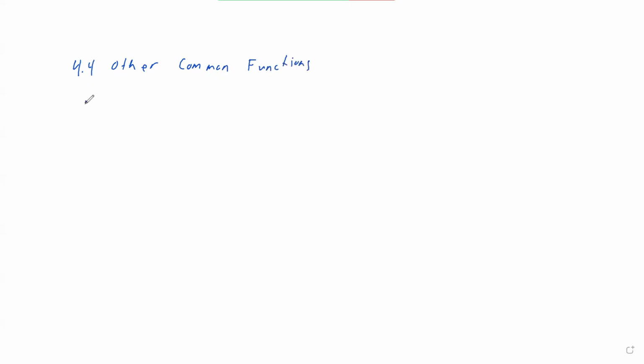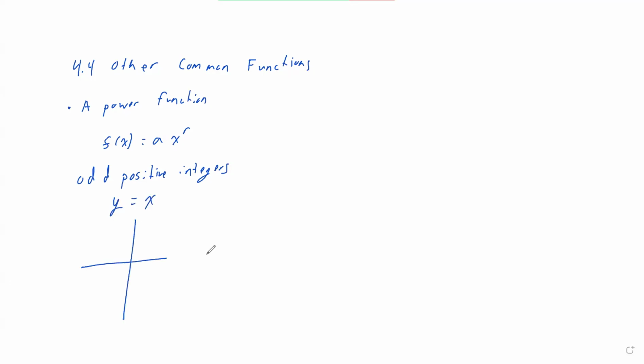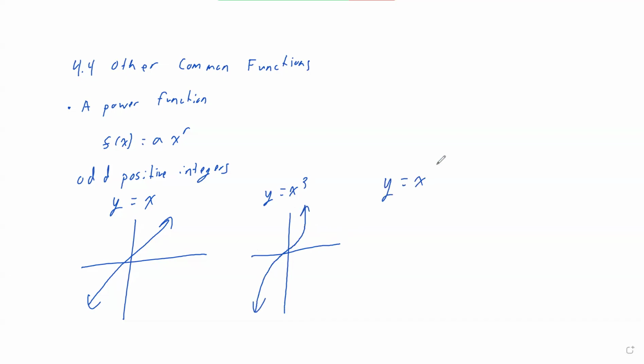So other common functions. Our parent function will be our power function, and it is basically written as some coefficient times x to some power r. You can have odd positive integers. So you could have y equals x, which is just a linear function. You can have y equals x cubed, which is a cubic function. And as you keep getting larger and larger, it keeps resembling the cubic function. The only difference is this gets a little closer to the y-axis, and this gets a little more narrow as you go. That might be a little more extreme there, but that's the process of what an odd positive integer would do for an exponent.